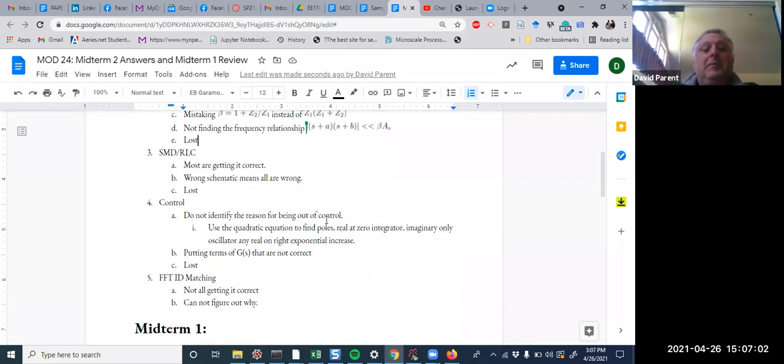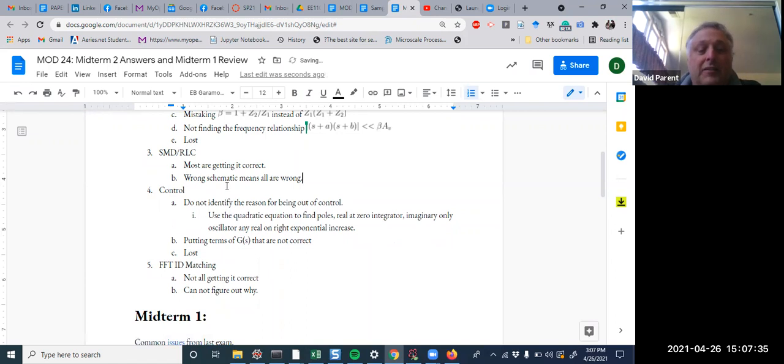The spring mass damper RLC, people are really getting all of that correct. Although if you do get the wrong schematic, the rest of it's going to be wrong, because people might be putting down the schematic that they know the answer to rather than the one that's there. But that being said, I don't see a lot of people being lost.